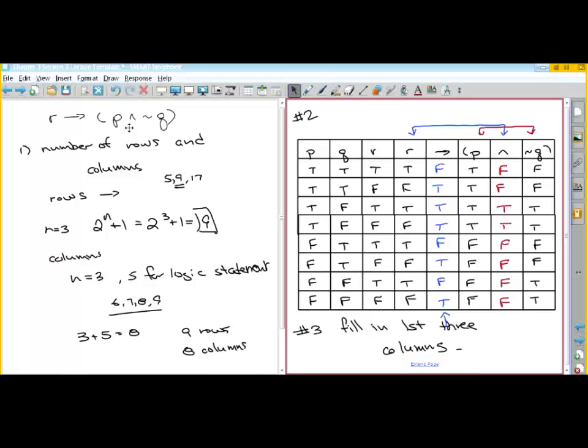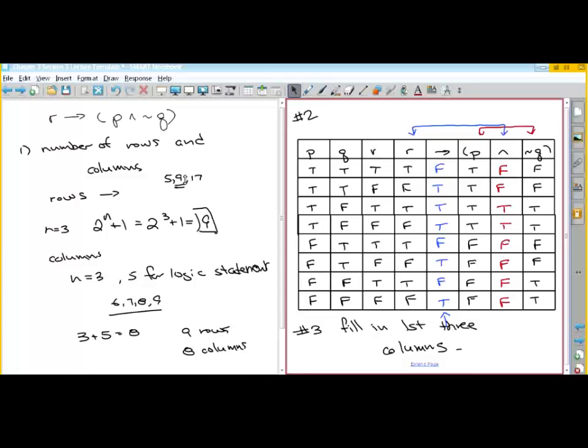Oh, the number of rows. You take the number of statements in the original logic statement. So I have a P, I have a Q, and I have an R. So that is N. N is the number of letters, P, Q, and R. So with 3, you take 2 raised to the third power, which is 2 times 2 times 2. It's just a statement when you plug it in.